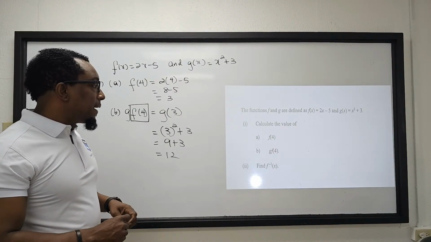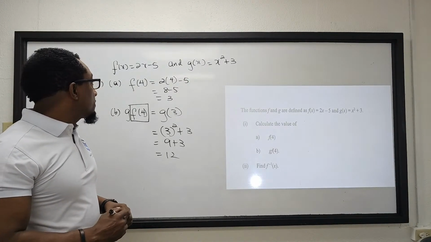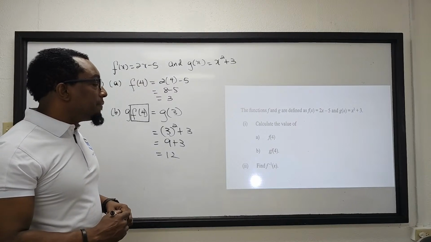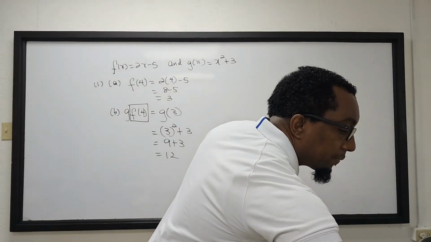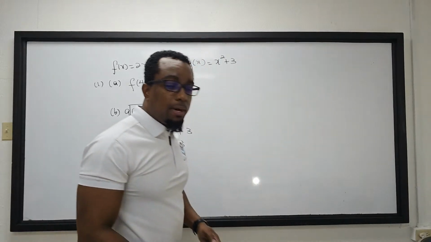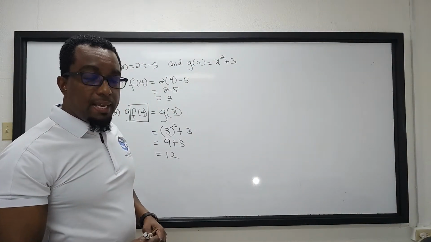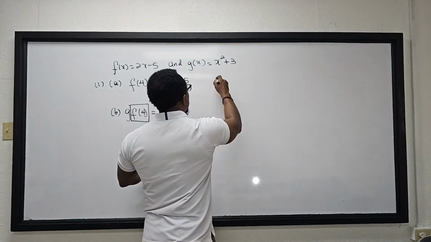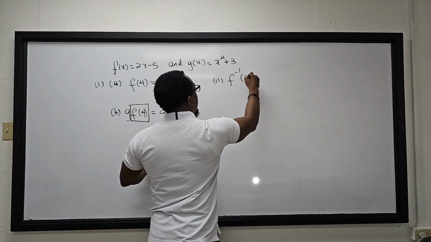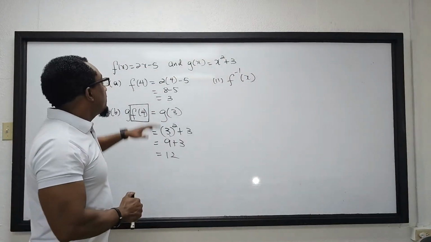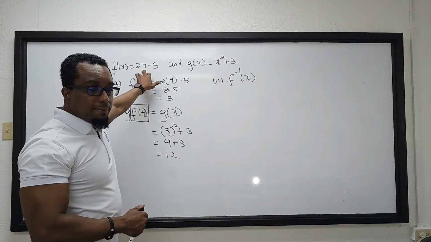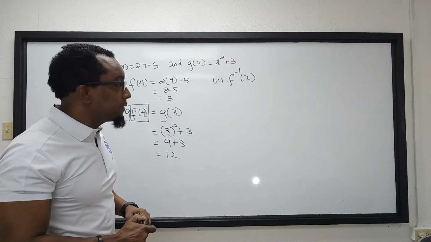So let's look at part 2, which is to find f inverse of x. When you see f to the power of negative 1, they ask you to find the inverse. So we have f inverse of x. I want to find the inverse of this function f of x. So how am I going to find the inverse?